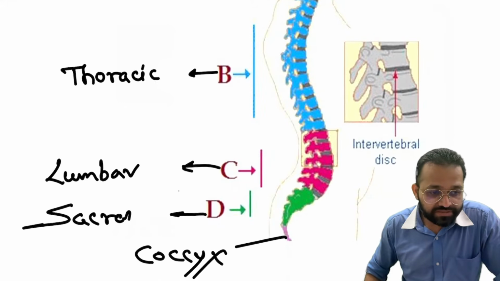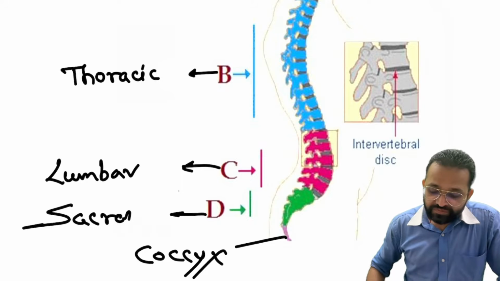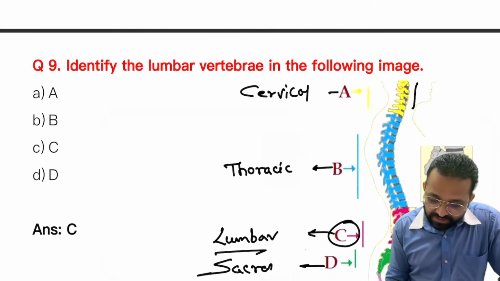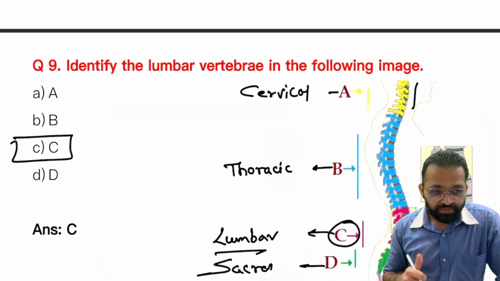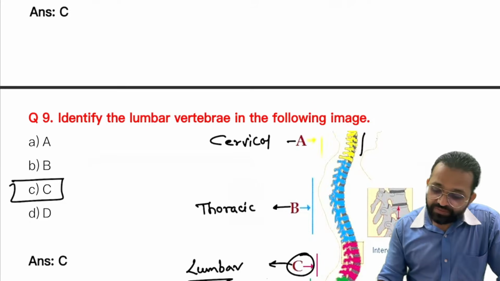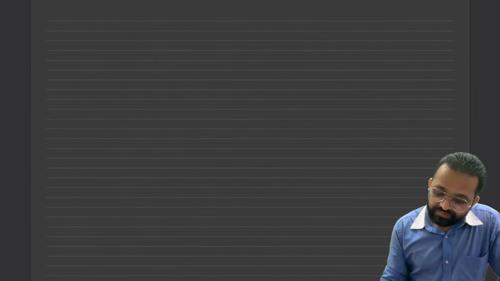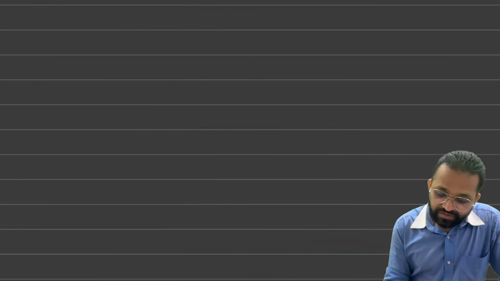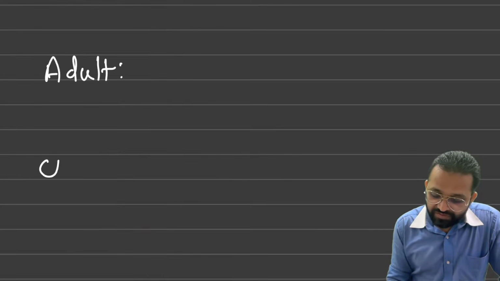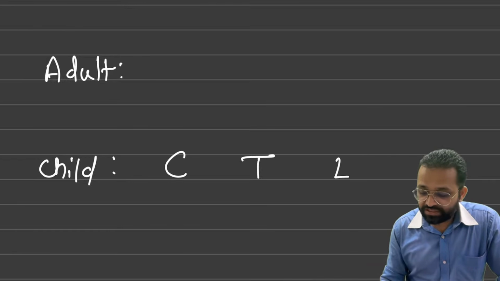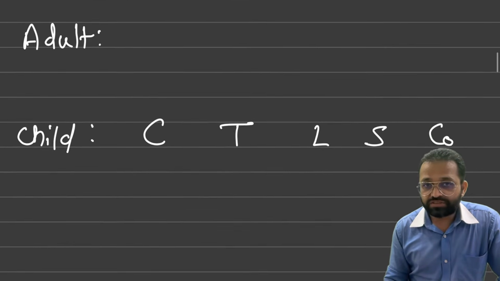Agree? Very good, Sakshi. Yes, Preeti. So this C is what? This C is lumbar. So according to this, the answer is C. Perfect, Aditi. Very good. So can you tell me how many vertebrae are found in adults and in children? Okay. So cervical, thoracic, lumbar, sacral, and coccygeal.